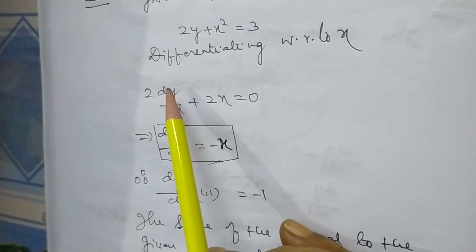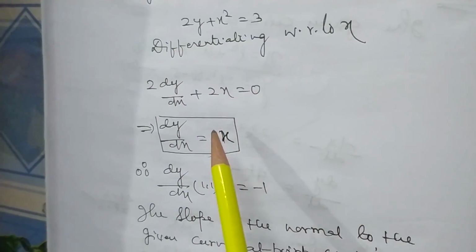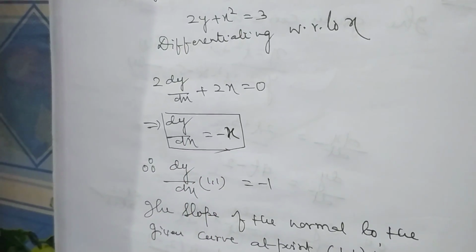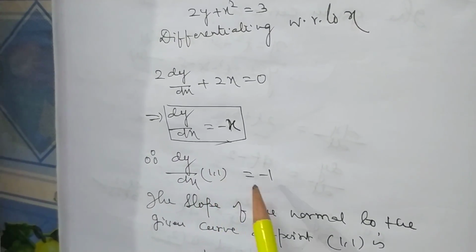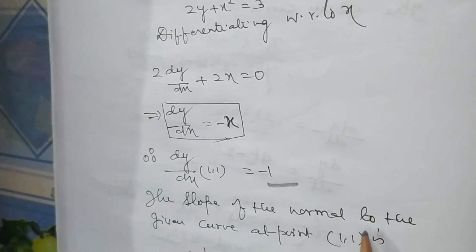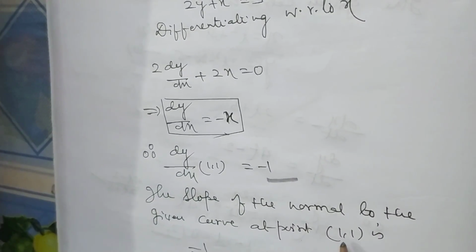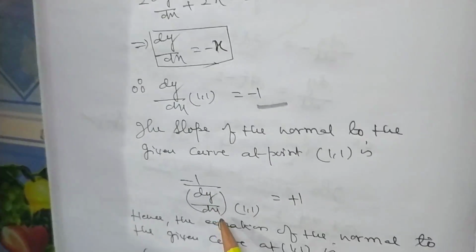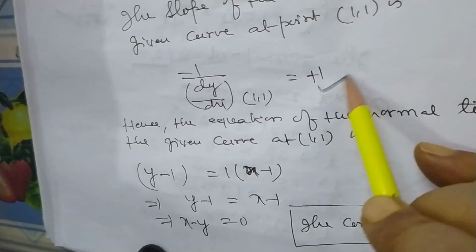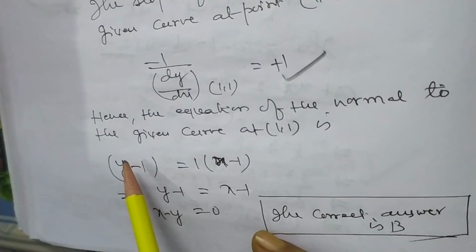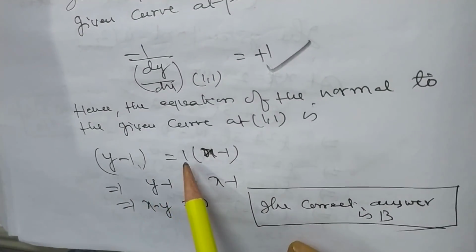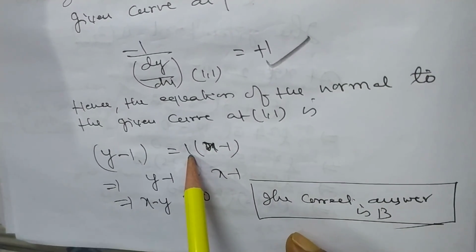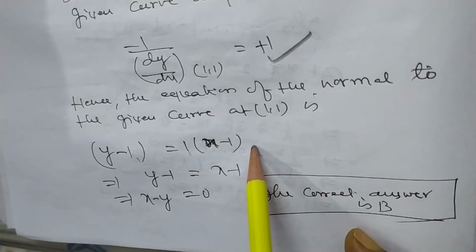Differentiating with respect to x, we have 2 dy by dx plus 2x is equal to 0. This implies dy by dx is equal to minus x. This implies dy by dx at the point 1, 1 is minus 1. The slope of the normal to the given curve at point 1, 1 is minus 1 by dy by dx at 1, 1, which is plus 1. Hence, the equation of the normal to the given curve at 1, 1 is y minus y1, that is y minus 1, equal to m, the slope, which is 1, into x minus x1.